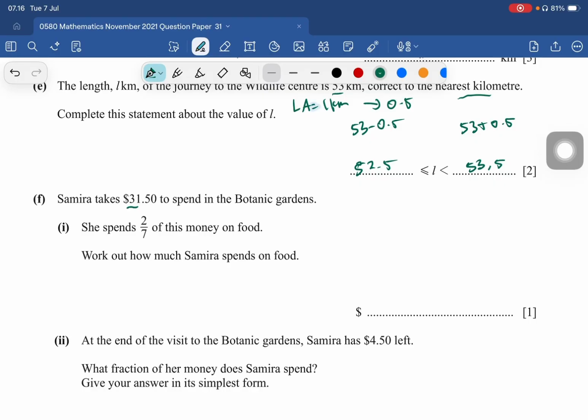Okay, and Samira takes 31.5 to spend in the botanic gardens. She spends 2/7 of this money on food. Work out how much Samira spent on food.